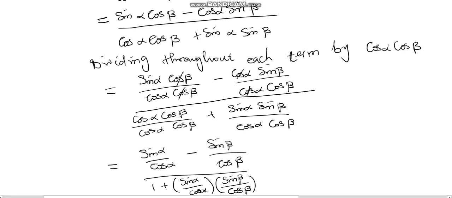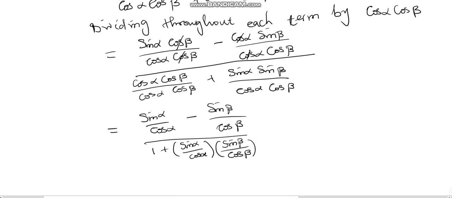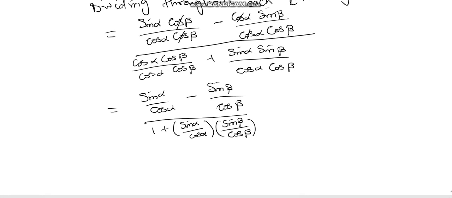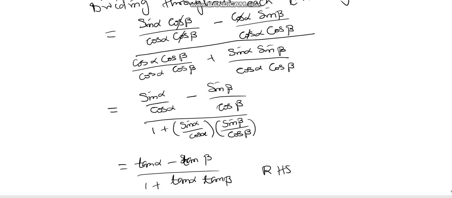Now we know that when you divide a sine function by a cosine function, you get a tangent function. So everywhere we're dividing a sine function by a cosine function, we're going to replace it with a tangent function. So here we have tan alpha minus tan beta divided by 1 plus tan alpha tan beta, like this. If you look at this, it is equal to the right hand side. So therefore we've proved this identity. Okay, let's go to the next one.